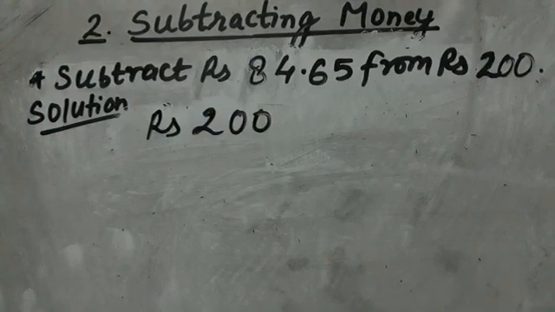Now students, we can see there is no decimal in 200. Now you need to keep one thing in your mind. Always the decimal of the whole number lies just after ones place.